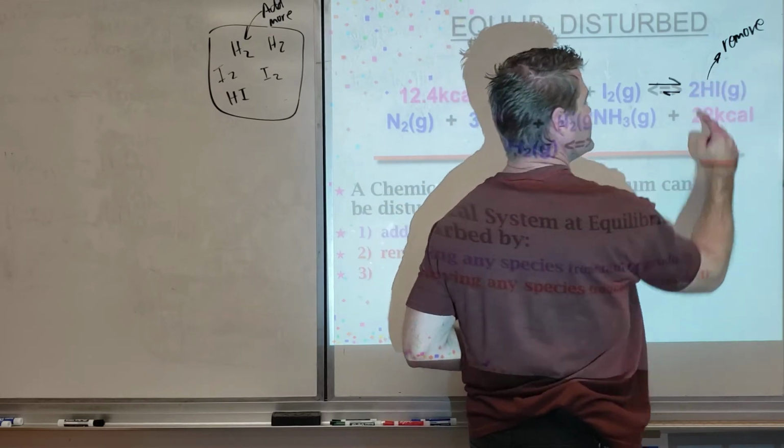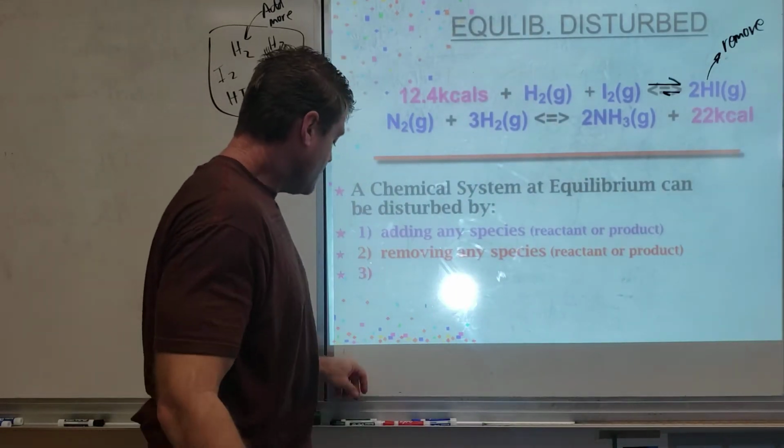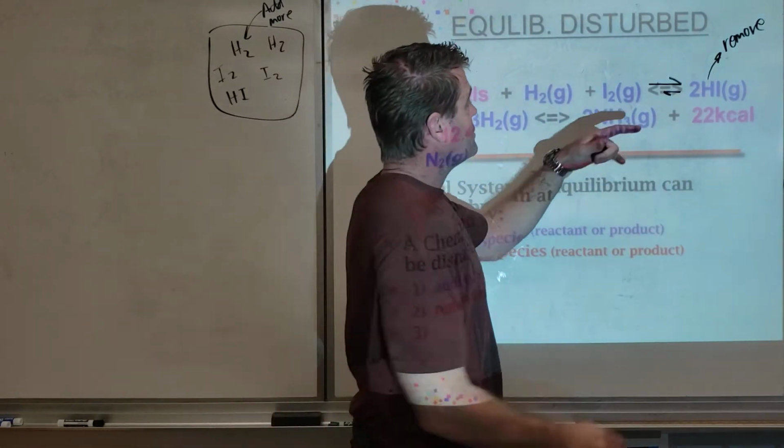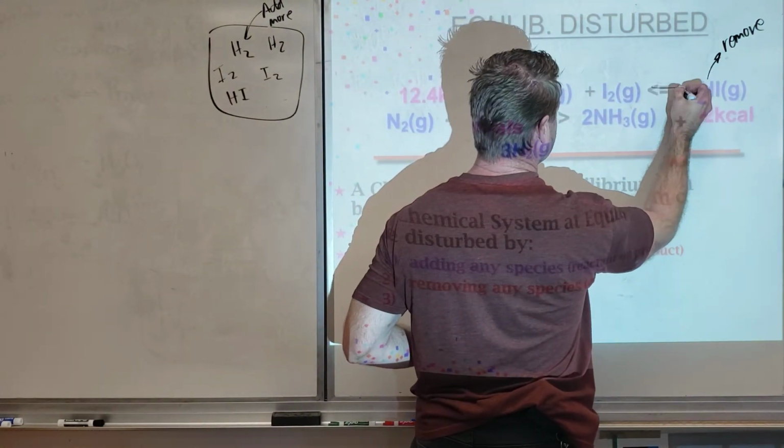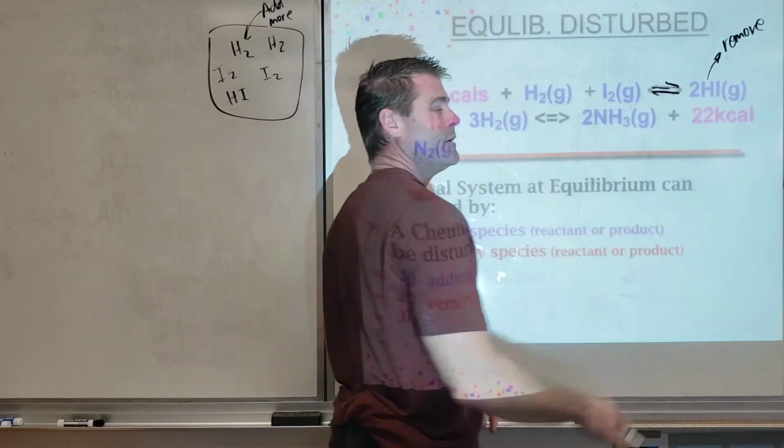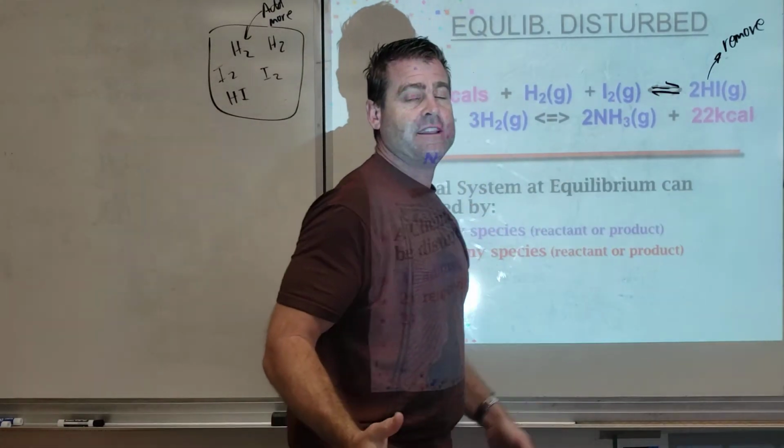You end up replacing some of the hydrogen iodide that was removed. And so what's the result? Ultimately, what's going to happen? Eventually, it's going to reach equilibrium again. But now at that new equilibrium, how are the concentrations of these changed?